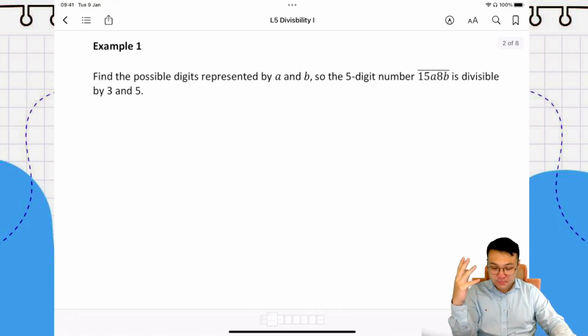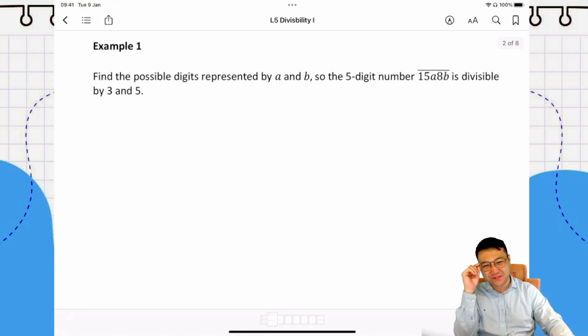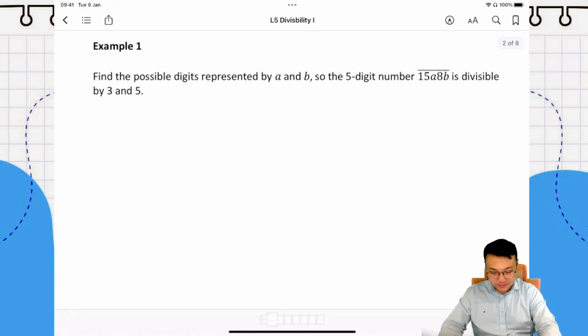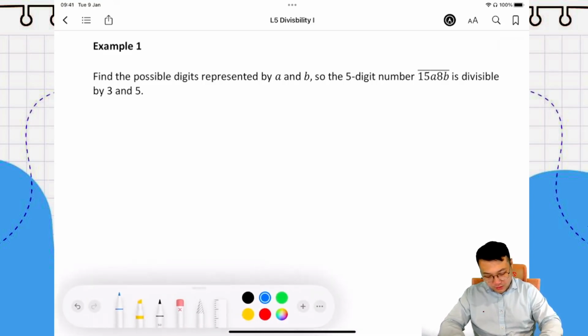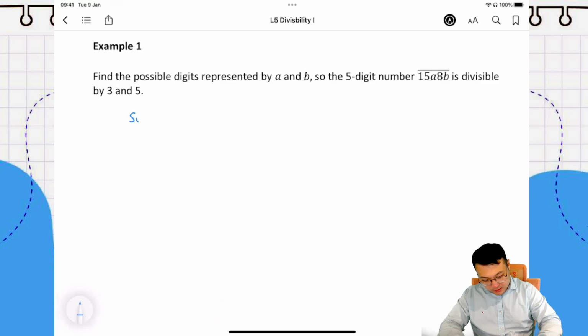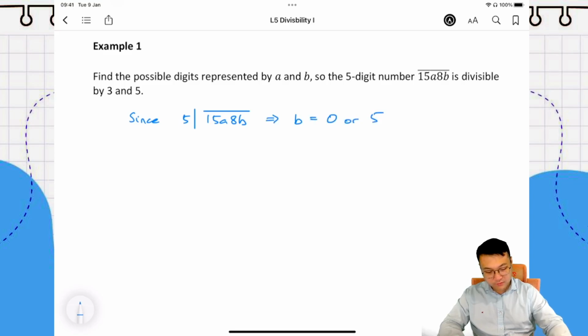Now, if you want a number to be divisible, let me ask En. If a number is divisible by 5, how can you tell? What is the rule? The last digit must either be 0 or 5. Good. Okay, so we write down, since 5 divides this number, therefore we can say B must be 0 or 5.